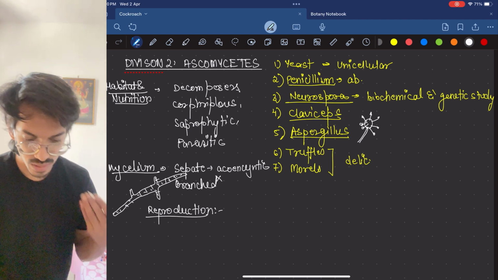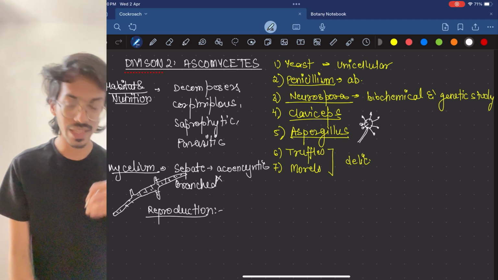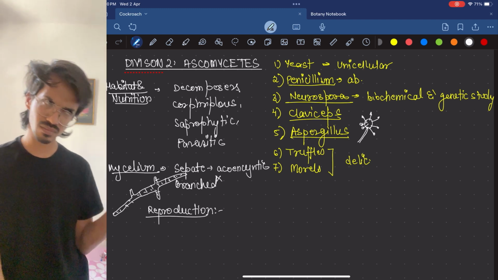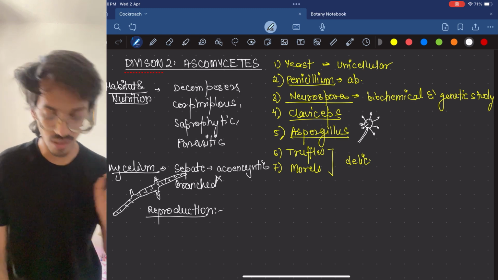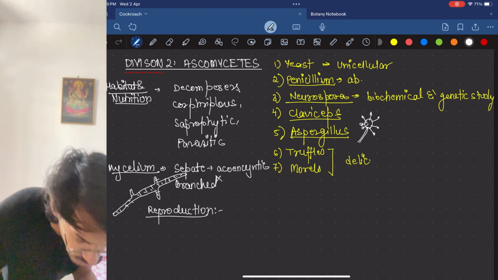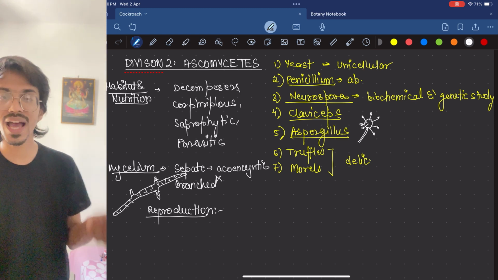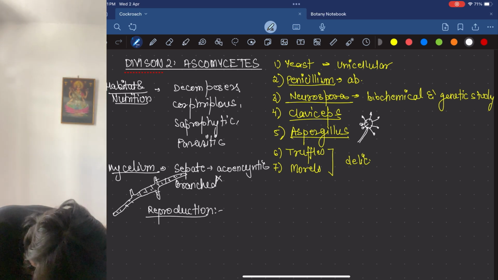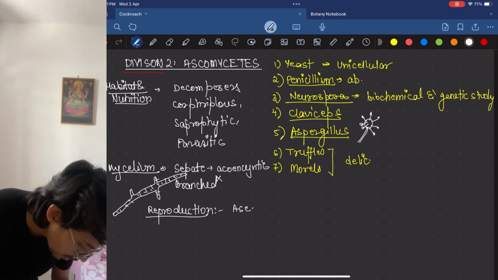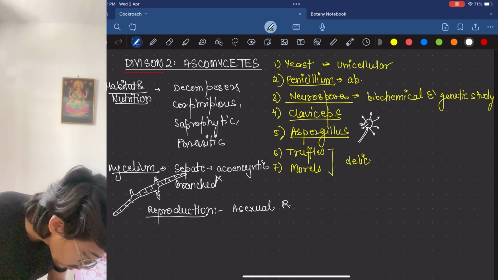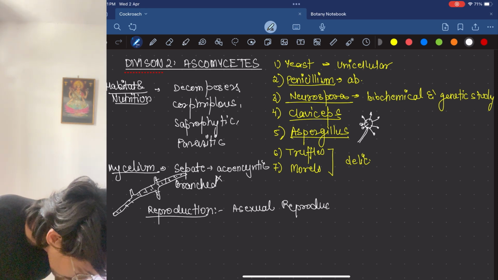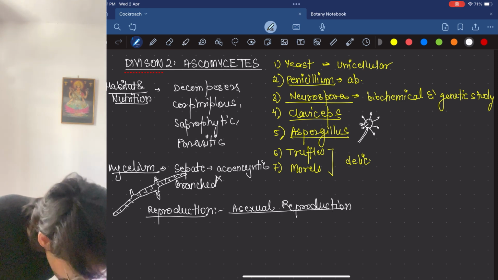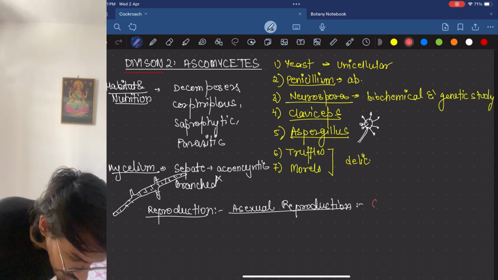If we are going with the asexual ones, then there is a formation of what? Conidiospores and all. Okay. But when we come up to the sexual ones, then what happens? Then there is a formation of ascospores. So first, asexual reproduction. In the asexual reproduction, there is formation of conidia.